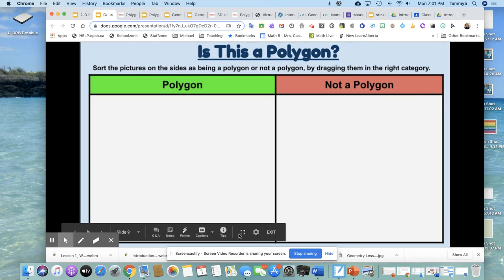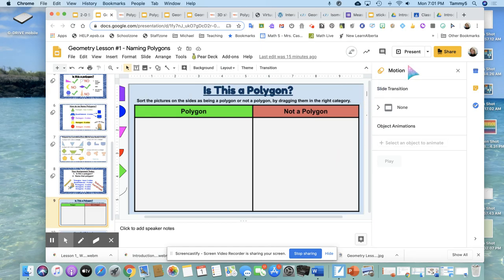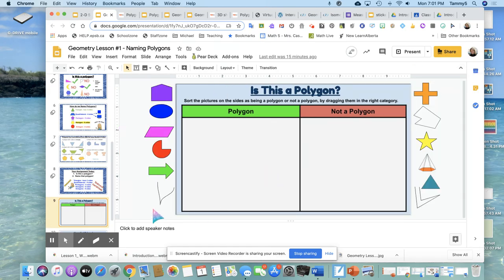So I'm going to show you how to do the assignment. I'm just going to exit out of my full screen so you can actually see what it's going to look like. So the first assignment, part 1, is Is This a Polygon? You're going to sort the pictures on the sides as being a polygon or not a polygon by dragging them into the right category. All of the shapes that are polygons, you're going to drag and put on this side of the table. All of the shapes that are not polygons, you're going to drag and put on this side of the table. So let's do the first example together.